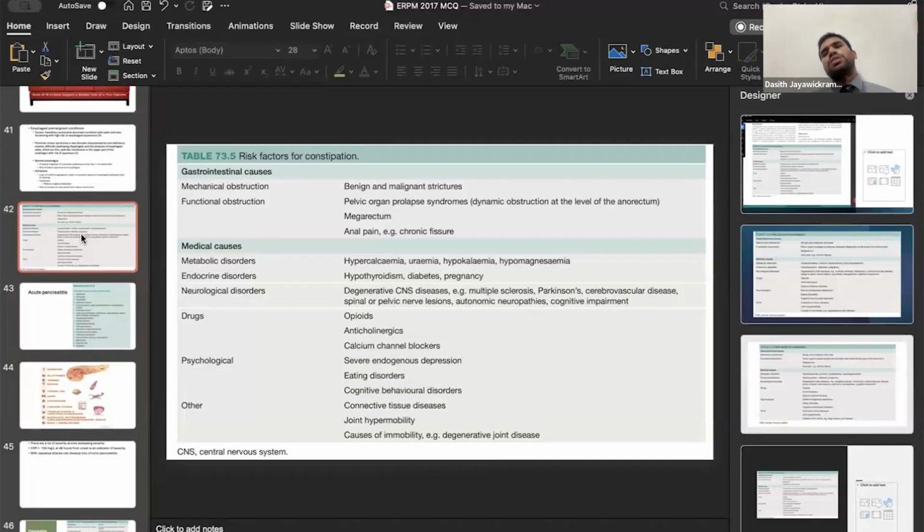There could be obstruction somewhere. Either it could be a benign pathology or malignant pathology, an obstruction so the feces can't move forward, and it causes constipation. So rectal carcinoma is a known cause for constipation. Then functional disorders such as megarectum and Hirschsprung disease also cause constipation.